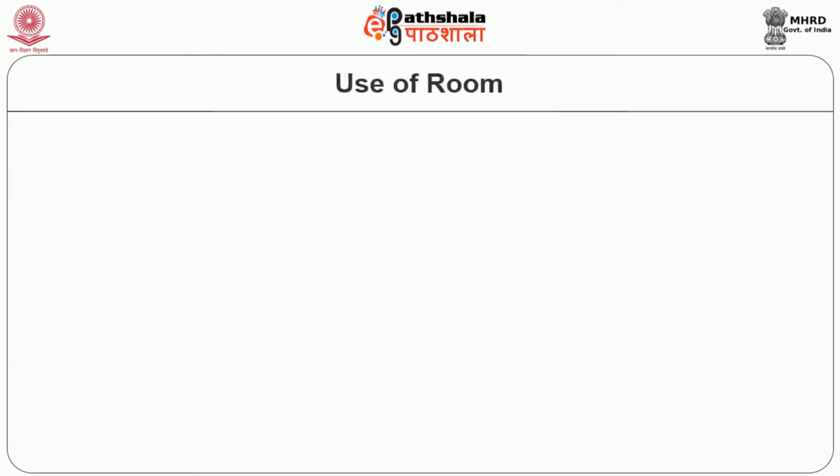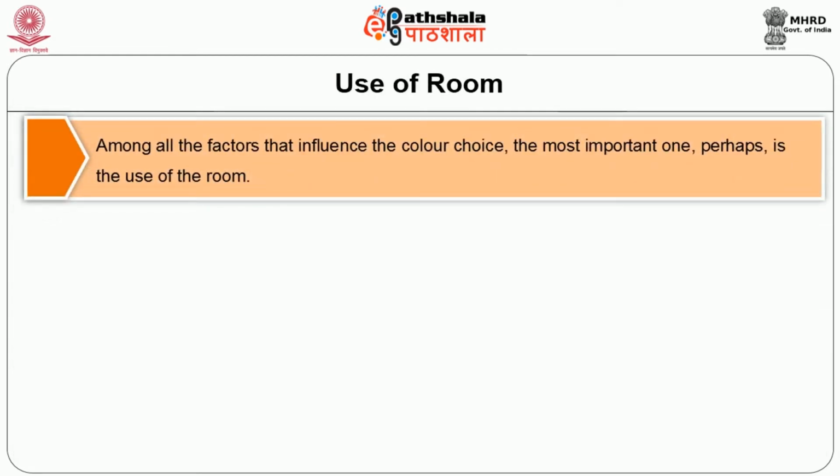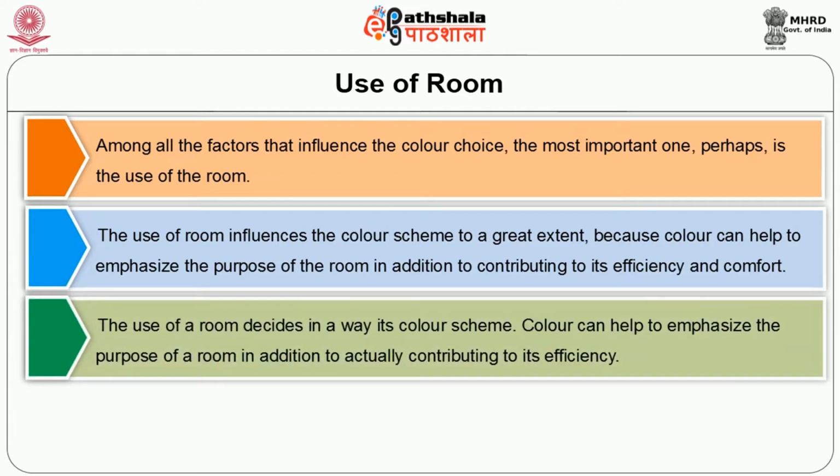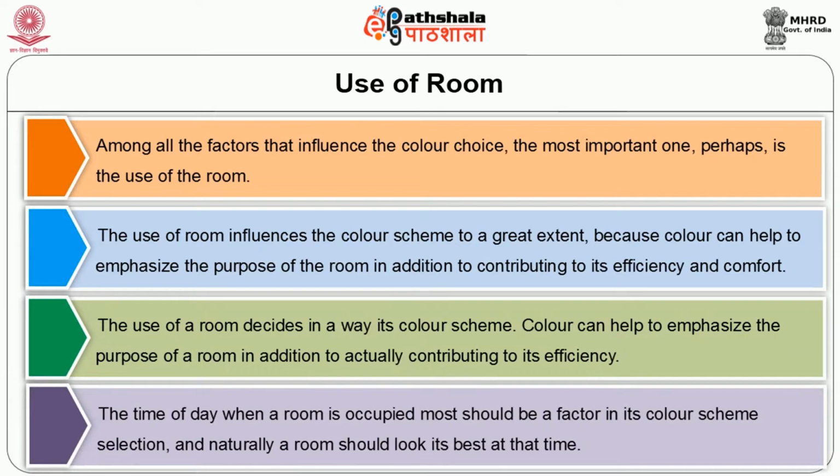Use of room. Among all the factors that influence the color choice, the most important one perhaps is the use of the room. The use of the room influences the color scheme to a greater extent because color can help to emphasize the purpose of the room in addition to contributing to its efficiency and comfort. The use of a room decides in a way its color scheme. The time of day when a room is occupied most should be a factor in its color scheme selection, and naturally a room should look its best at that time.